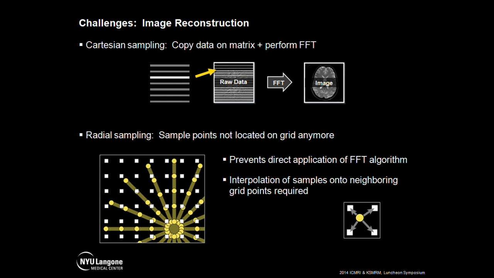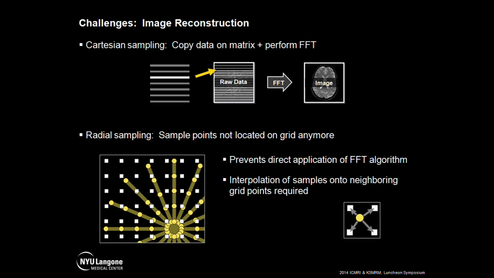If we use a conventional Cartesian sampling, then the image reconstruction in MRI is a very simple procedure. To reconstruct an image, we just have to take our sampled rows, copy this data onto a matrix, and then we calculate the two-dimensional fast Fourier transformation of this data. And this will directly give us the reconstructed image. So with Cartesian sampling, the image reconstruction is simple.